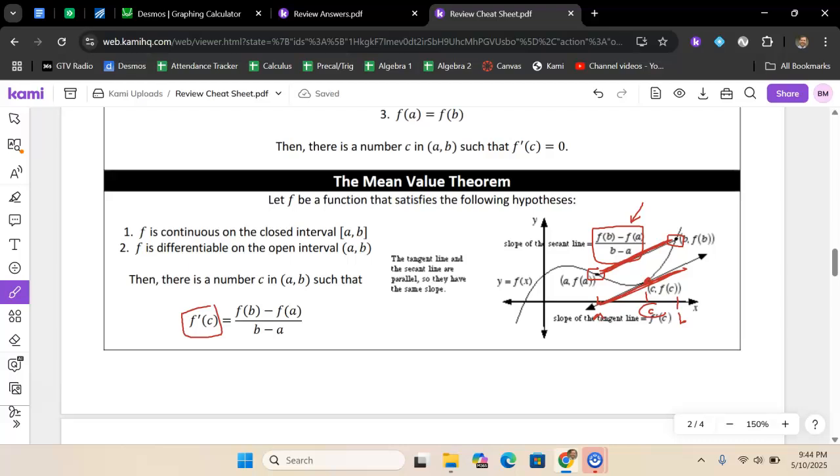So the slope of the tangent line at that x value is equal to the slope of the line containing the endpoints, which means if two slopes are equal, we have parallel lines. So that is what the mean value theorem is saying. If the function is continuous and differentiable, there's guaranteed to be an x value between a and b in my interval where the slope of the tangent line at c is the same as the slope of the line between the endpoints. We've got parallel lines.